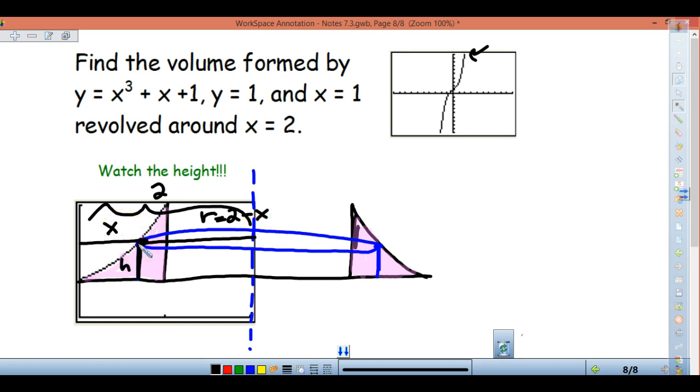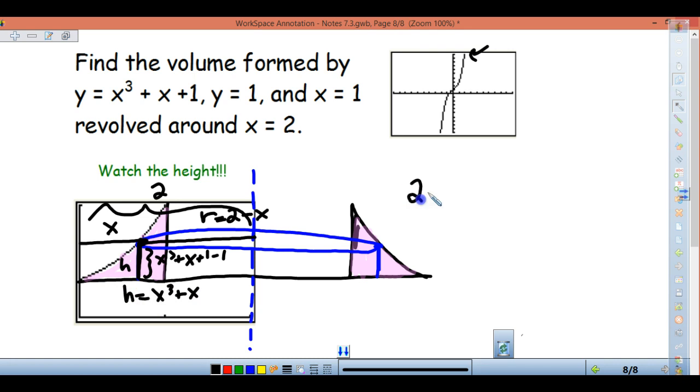When we find the height, it is going to be from the cubic down to the line y equals 1. So top curve minus bottom curve. So the cubic x cubed plus x plus 1, minus 1, which simplifies to x cubed plus x. That is my height.